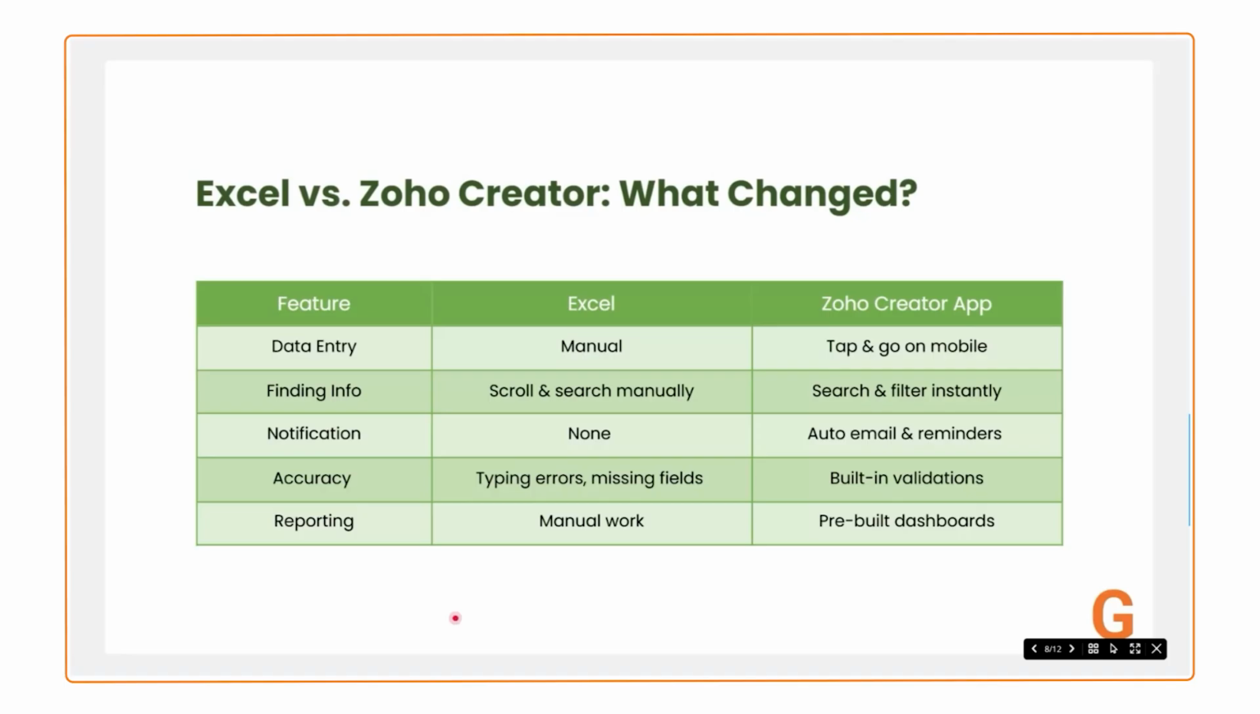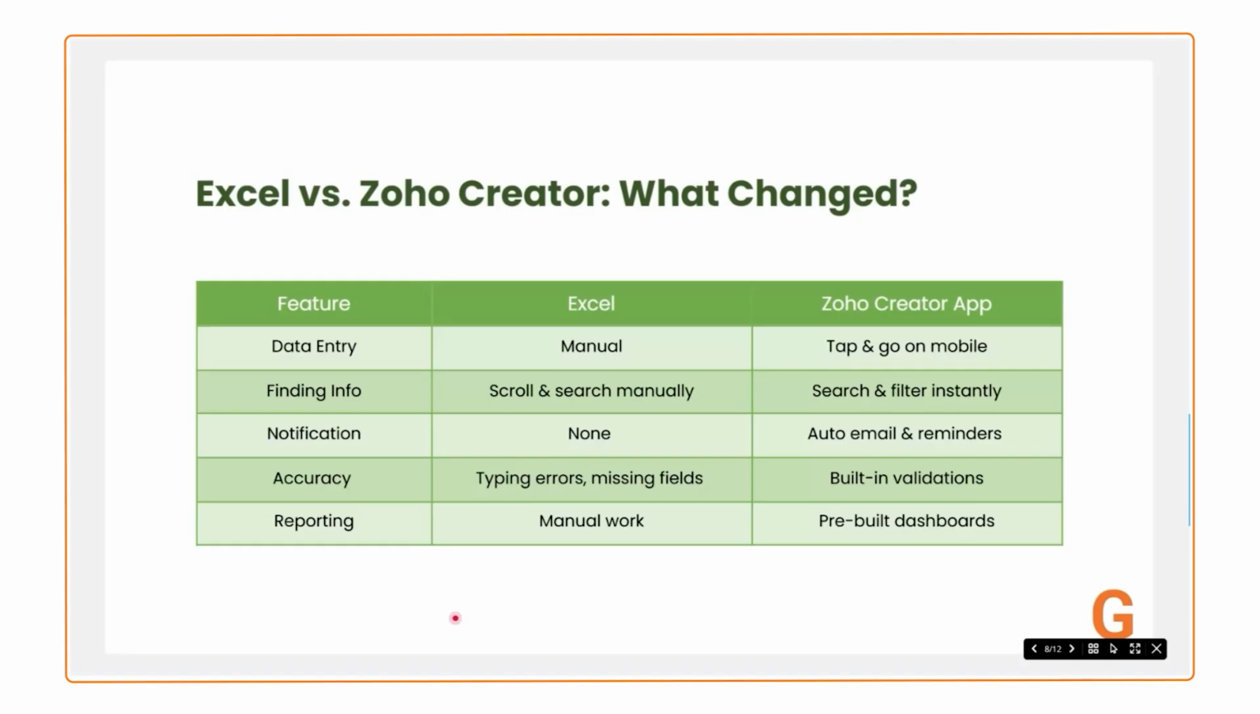Now, first, when we talk about the differences, we talk about data entry. When we talk about Excel, it is manual. You have to manually enter the data. You open a file, scroll down, type things, and there are chances of mistyping as well. Whereas in Zoho Creator, it was simply a tap and go situation. It's much more structured and accessible right at the source of work.